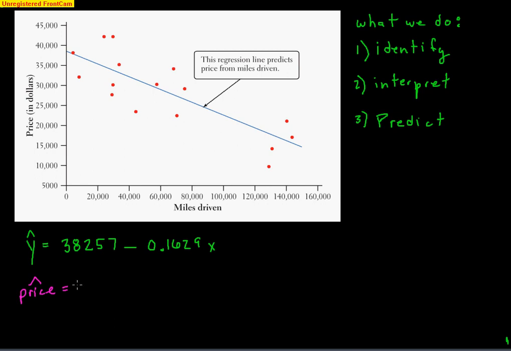The predicted price of a car is 38,257 minus 0.1629 times the number of miles that car drives. So if you tell me that car has 84,000 miles on it, I could plug it into my equation and get a predicted price. Not the actual price, because it's just a model. It's just predicting.